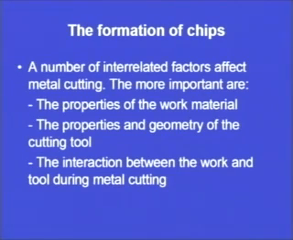Already we know that if we are machining aluminum, which has a fair degree of ductility, it will behave in a different manner, whereas if we are machining a ceramic material, it will behave in a different manner. So there are a number of interrelated factors that will affect metal cutting. The properties of the work material are one of the important factors that has to be considered while we are doing any study on the machining aspects. Then the properties and geometry of the cutting tool.